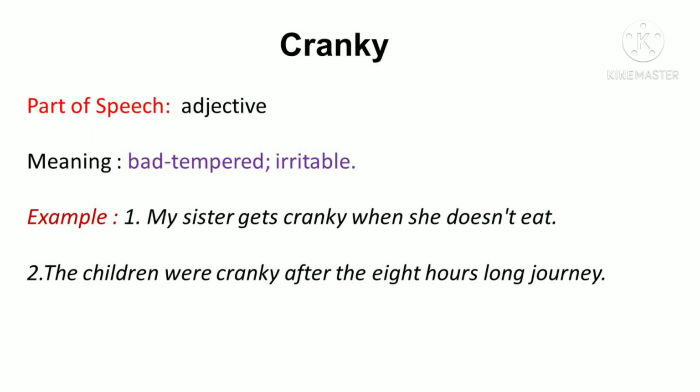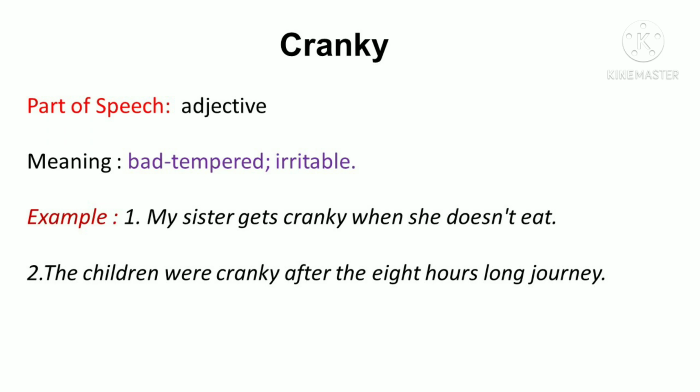The word is cranky. C-R-A-N-K-Y, cranky. Friends, cranky is one of those words that sounds a little bit like what it means. It is an adjective and is used to describe those persons who easily get annoyed, they are bad-tempered, or they get easily irritated with something.